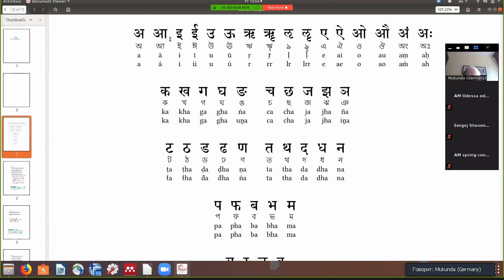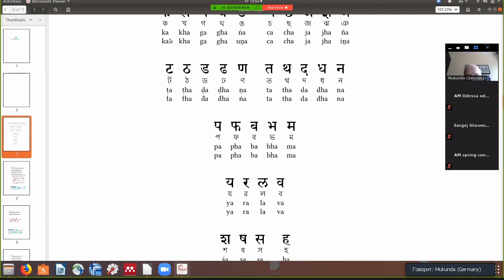Then the third group is something peculiar to Indian languages. We call these letters retroflex letters.